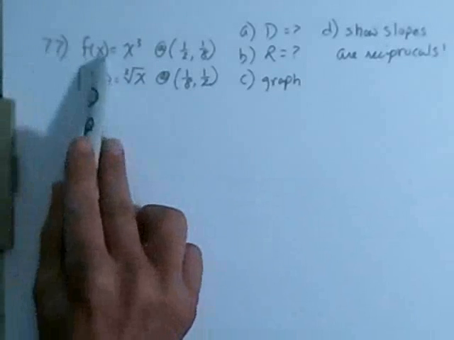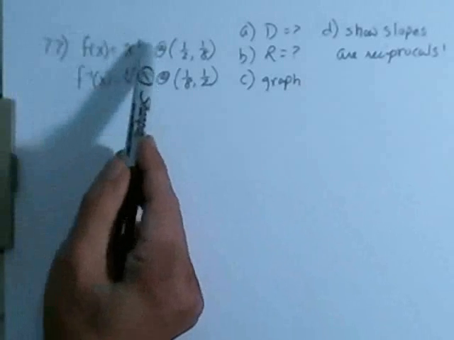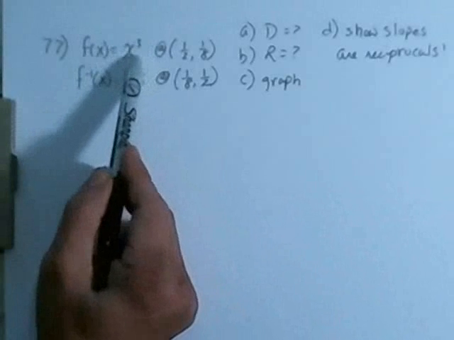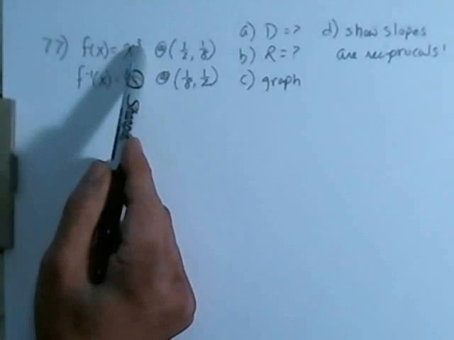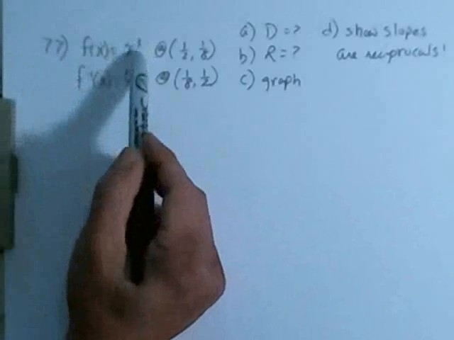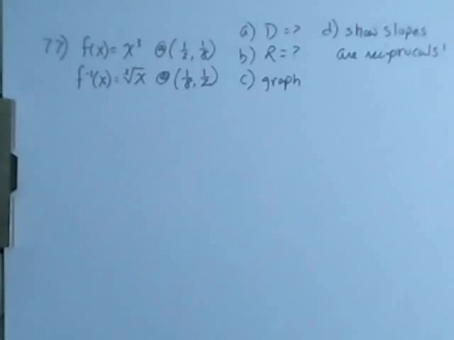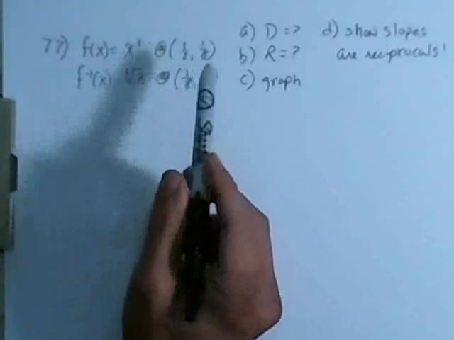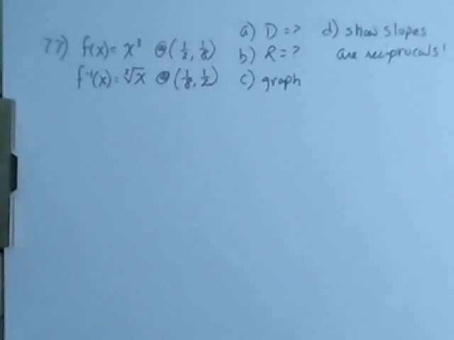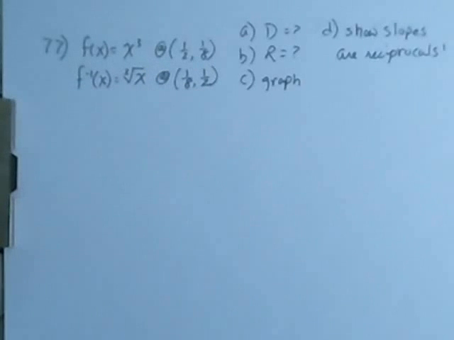77, f of x is equal to x cubed. They give you the inverse function, which of course is the cube root. Remember, the inverse operation of adding is subtracting. The inverse operation of dividing is multiplying. The inverse operation of cubing is cube rooting. So we know that these are inverse functions. And of course, since these are inverse functions, they reflect across the line y equals x. It's the 45-degree line, and the x's and the y's are switched as well.